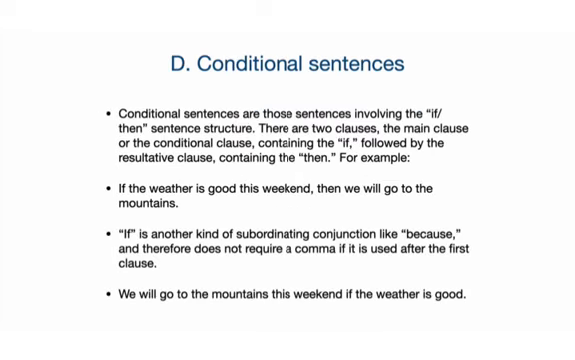Conditional sentences. Conditional sentences are those sentences involving the if-then sentence structure. There are two clauses, the main clause or the conditional clause, containing the if, followed by the resultative clause, containing the then. For example, if the weather is good this weekend, then we will go to the mountains. If is another kind of subordinating conjunction like because, and therefore does not require a comma if it is used after the first clause. We will go to the mountains this weekend if the weather is good.